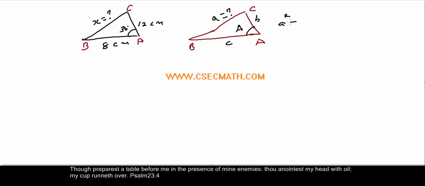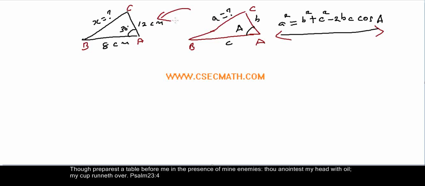So we have A squared equal to B squared positive C squared negative 2BC cos A, right? So we are going to apply this formula to this problem. In this case, we are expected to obtain this x. So this is my side B, this is my side C, and this is my side A.